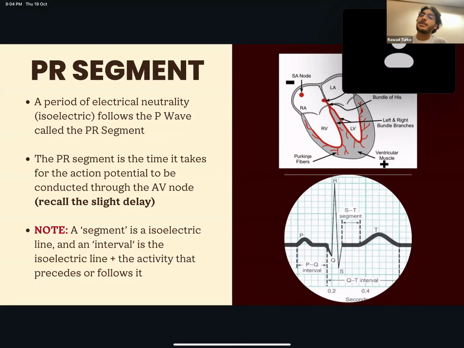Now, this is a period of electrical neutrality, which is why it's isoelectric, because the action potential is not going anywhere. It follows the P wave, and it's called the PR segment. The PR segment is the time it takes for the action potential to be conducted through the AV node. Recall the slight delay.